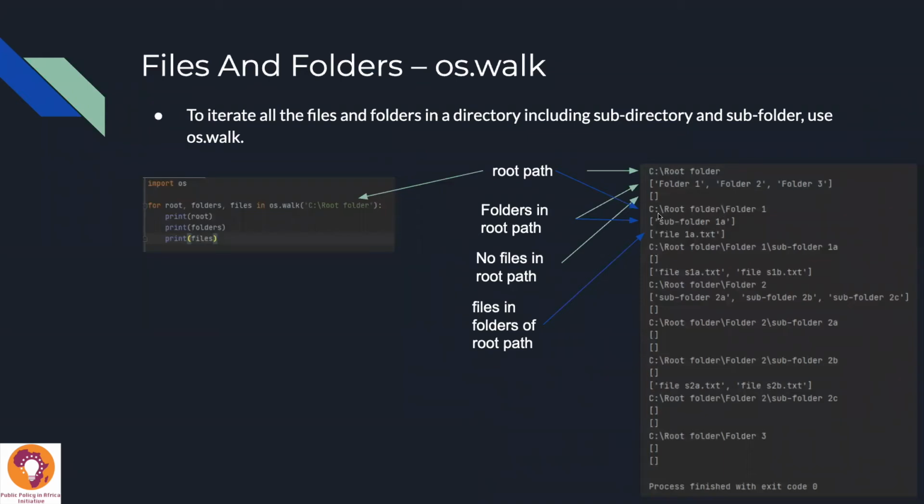So on the second iteration, we have root folder, folder 1, subfolder 1a, and file 1a.txt. That means this subfolder 1a is within folder 1, and this file 1a.txt is within folder 1 as well. Now, since there was another subfolder within folder 1, we're going to go into that. So on our next iteration, we're diving into subfolder 1a. Now we have our root path being root folder, folder 1, and subfolder 1a.